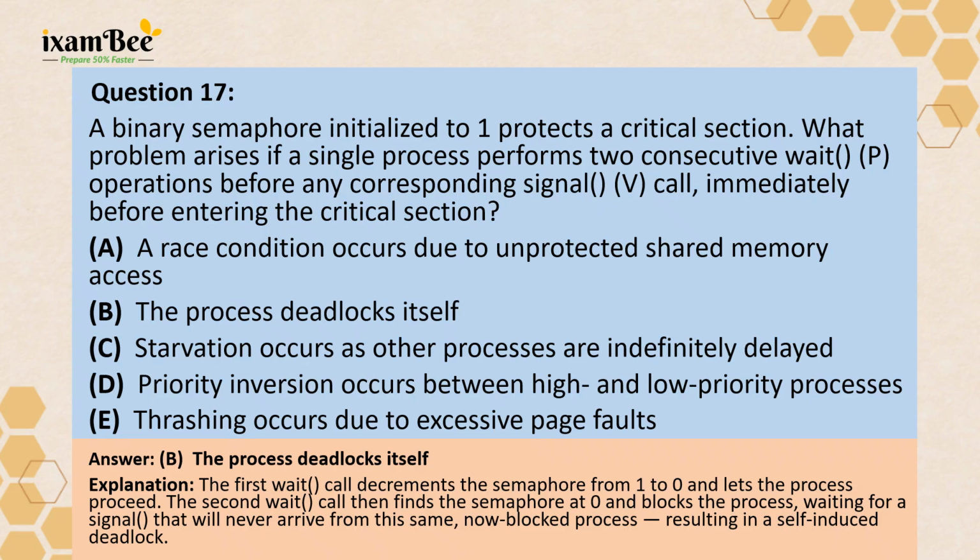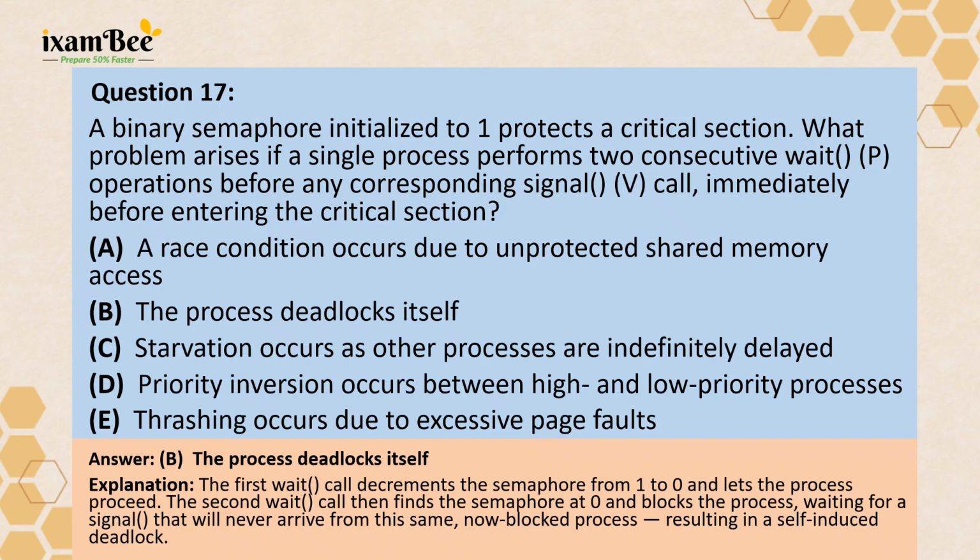Let's trace the semaphore value through both wait calls from the same process. It starts at 1. The first wait call decrements it to 0 and the process is allowed to proceed. Then immediately the same process calls wait a second time, but the semaphore is now 0, so the second call blocks the process, forcing it to wait for a signal call.